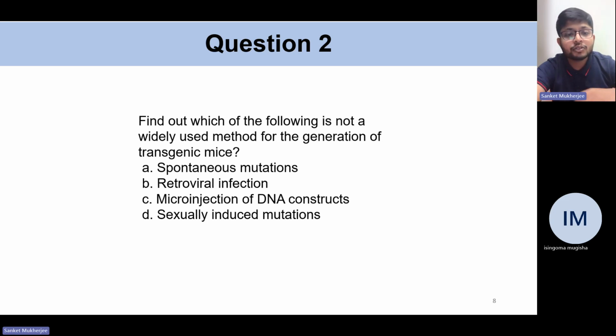Okay, so the answer to this question would be D, sexually induced mutations. This is usually not a method for generation of transgenic mice. We'll be discussing the rest three.